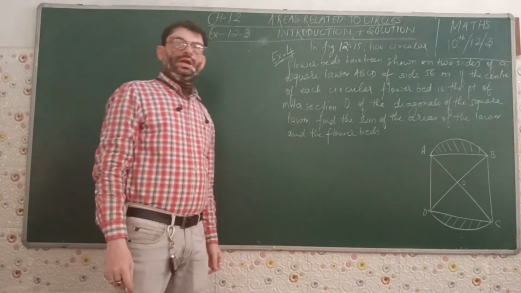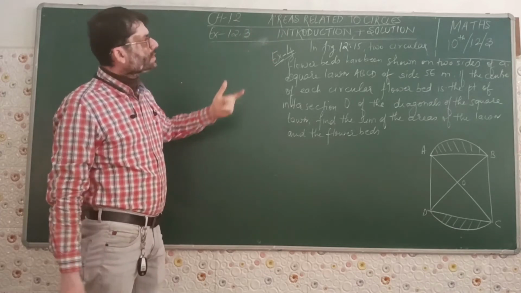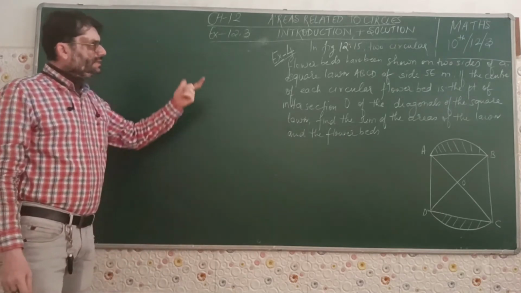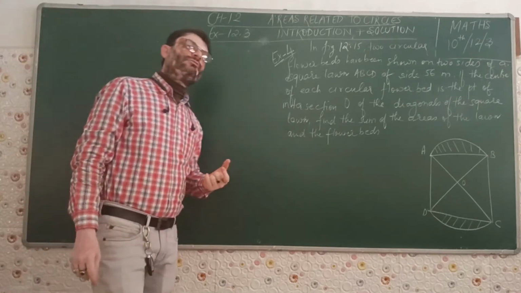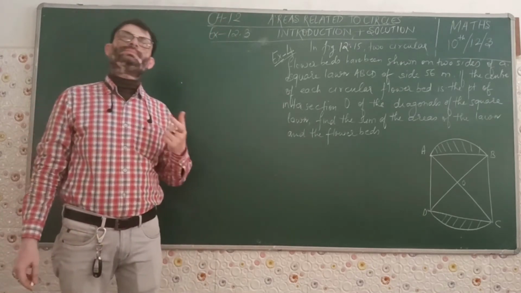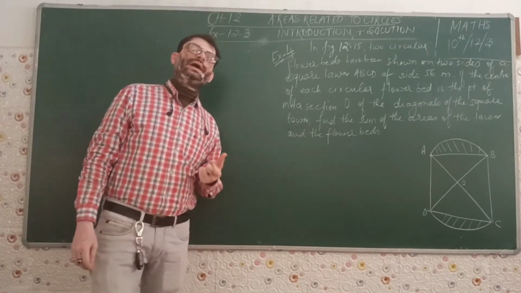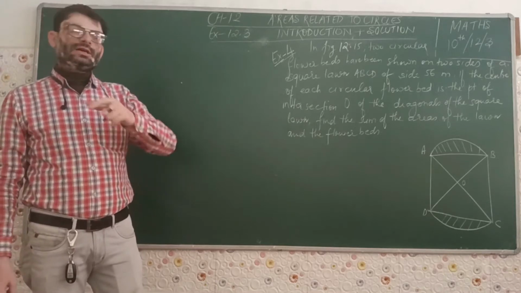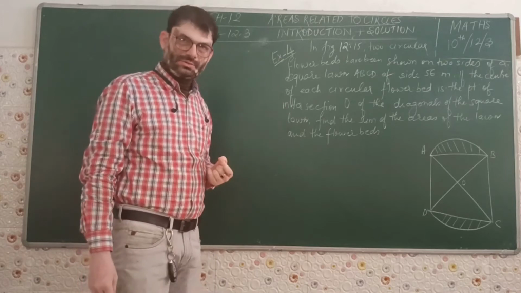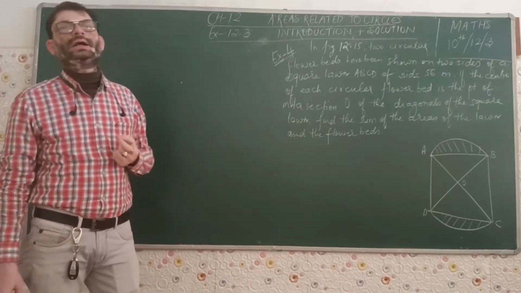In this lesson, we will be studying chapter 12, areas related to circles. The introduction and solution to exercise 12.3. This exercise is related to the area of combination of simple figures. Simple figure means we are talking about two-dimensional figures, square, rectangle, circle, and the combination will be given to us and we will have to deal as per the problems that are given to us. So we will be dealing with areas of such two-dimensional figures in a combined form.